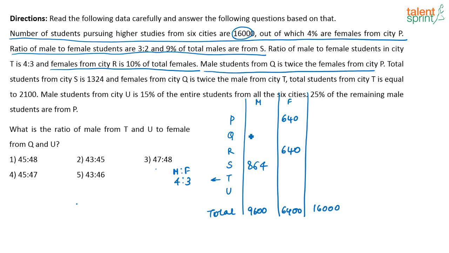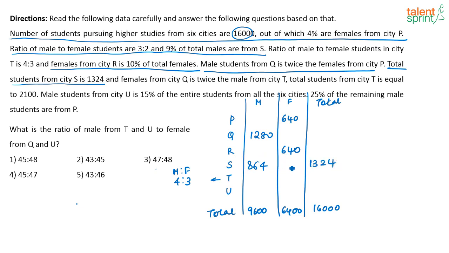So how many male students will be in Q? 640 into 2, which is nothing but 1280 male students will be there in Q. The total number of students from city S is 1324. So I am just writing a column total here.